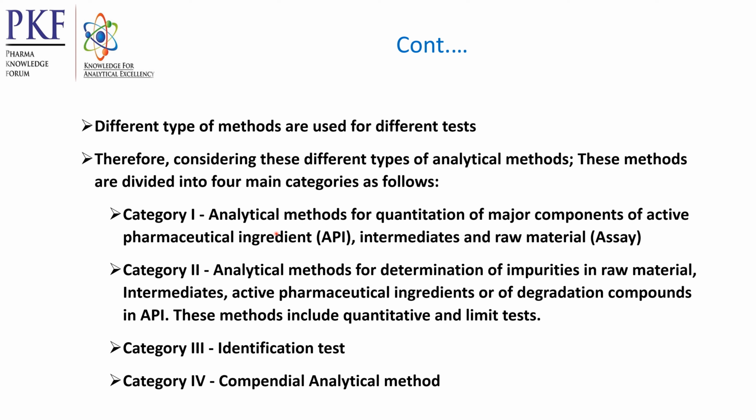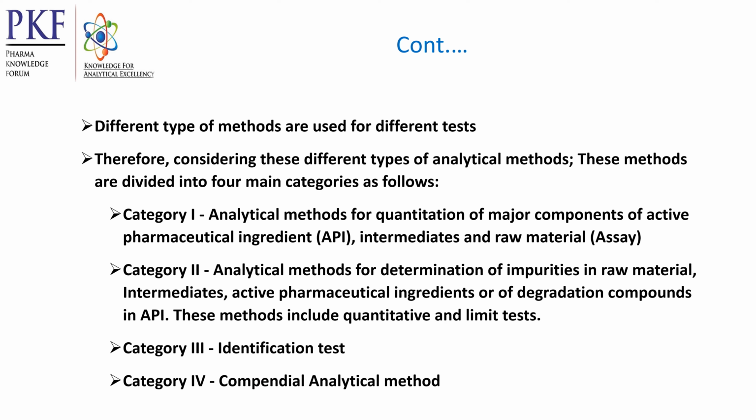Category 1, analytical methods for quantitation of major components of API, intermediate, raw materials like assay test. Category 2, analytical methods for determination of impurities in raw material, intermediates, API or degradation compounds in API. These methods include quantitation and limit test. Category 3, identification test. Category 4, compendial analytical method.